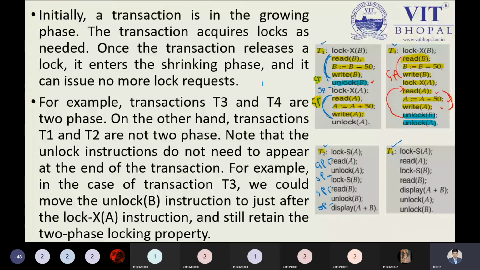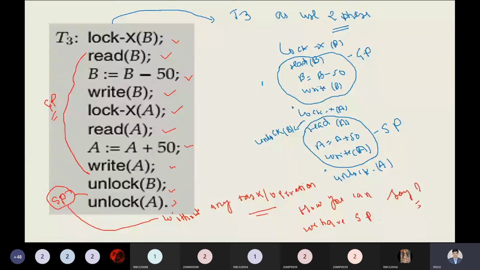Okay, this is the example. I have already discussed this point as the student asked me a question. So this will be the shrinking phase, unlock B and unlock A. From this point, I raised a question to the student: without any task or operation, how can you say this is the shrinking phase? Can you justify this? Unlock B, unlock A are part of the shrinking phase. I'm taking the snapshot of T3, and I'm just asking a simple question. How can you say this, without using any task or operations? Let me know.